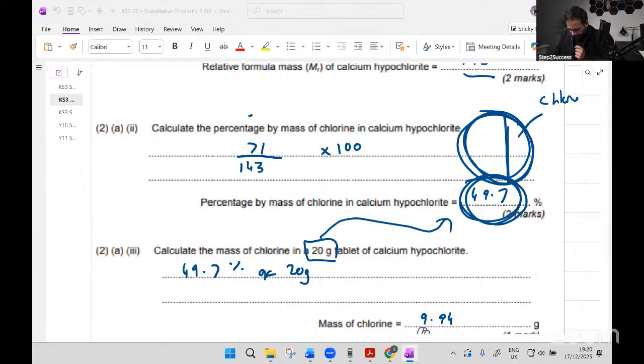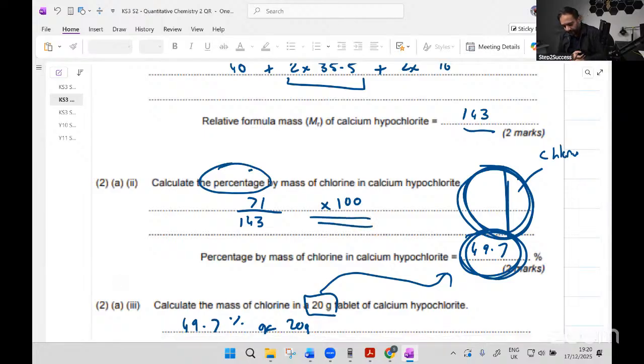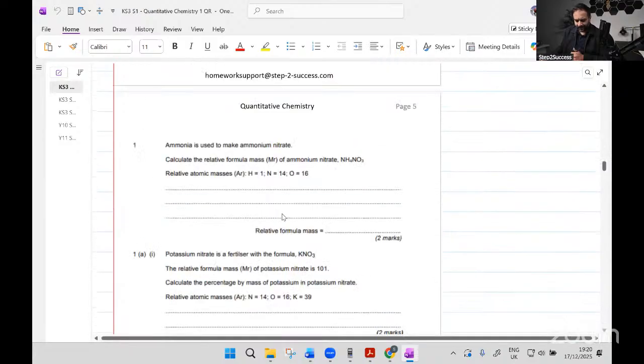Why would it be 49.7% and not 49%? For part A, part two, the question is calculate the percentage by mass of chlorine, and by timesing it by 100, I have turned it into a percentage. That's the answer to that question. Okay, at which point I could move on to the previous booklet, which I think is very similar to this one. I've got a feeling it might be identical. I've got a strange feeling that these are all very, very similar.